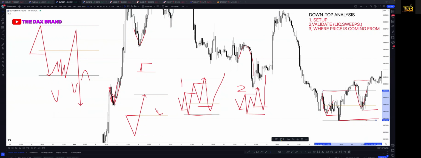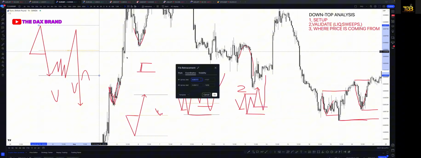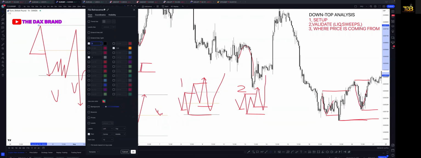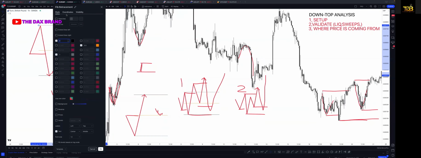Let me make the Fibonacci tool bigger, right? So you can see it's below the 50%, which validates this structural liquidity, right? That means the structural liquidity is valid. And for those of you that are probably asking for my Fibonacci tool settings, this is it right here. You can take a screenshot or something, but these are the settings.